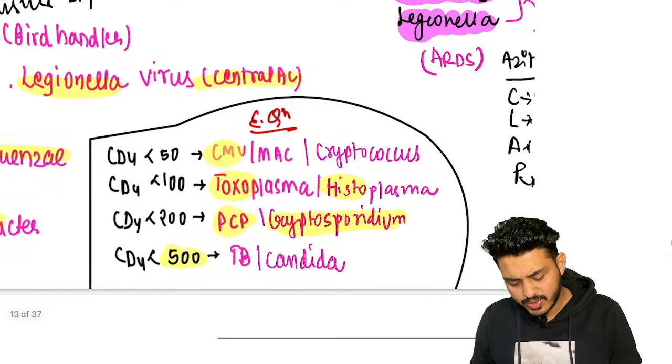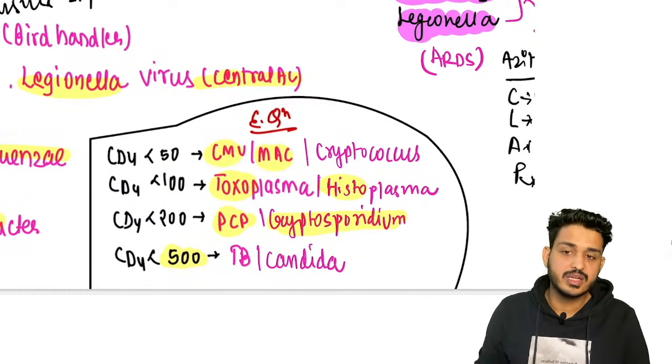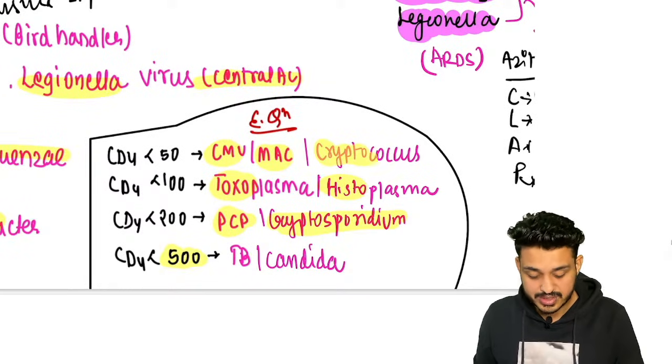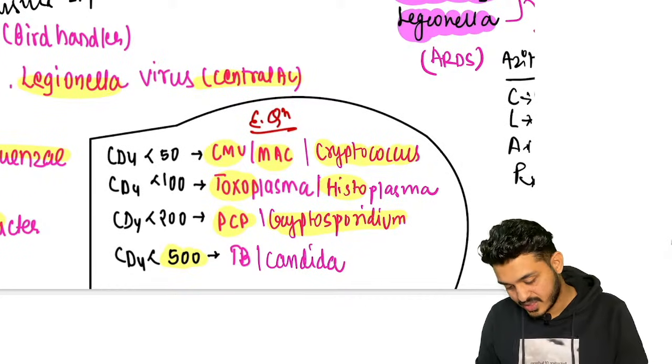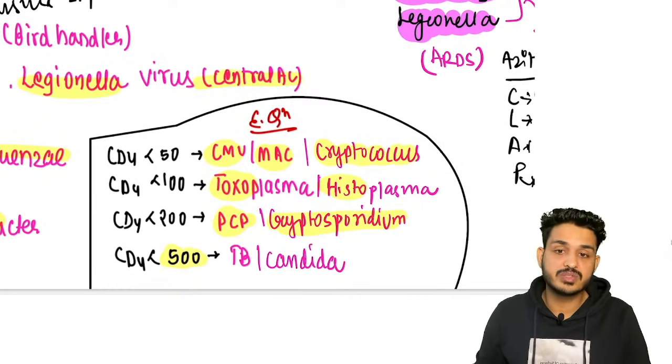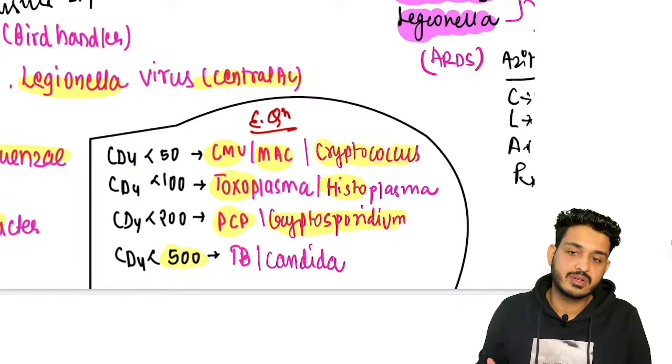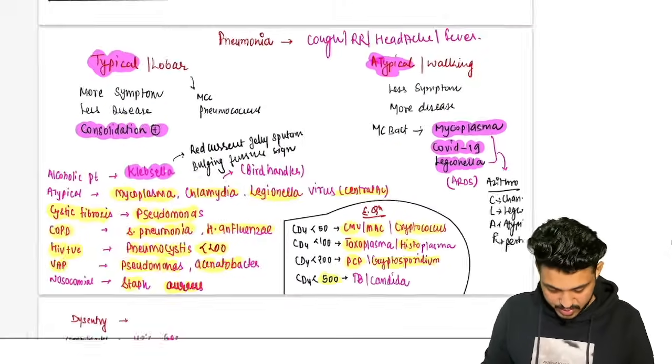If CD4 count is less than 50, you can have CMV, you can have MAC infections, and cryptococcus can also be there, which can lead to what? Meningitis in the same patient, right? So these are the important causes that you have to remember so that we can rule out on the basis of CD4 count, and we can treat our patient also very nicely.